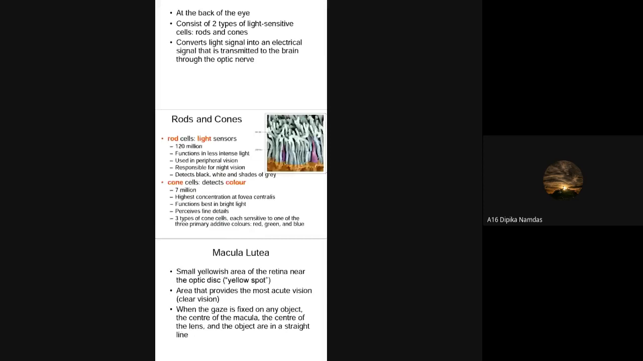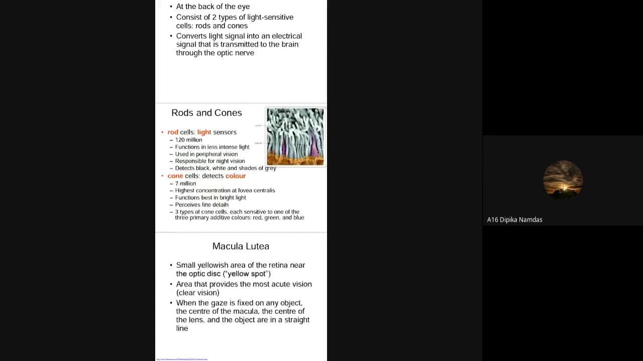So as we said, the retina consists of two things: rods and cones. What is the function of rods? What is a cone and what is the function of cone? Our rods are responsible for night vision, what we see with our eyes. There are 120 million rod cells present in our human eye, and 7 million cone cells present in our human eye.